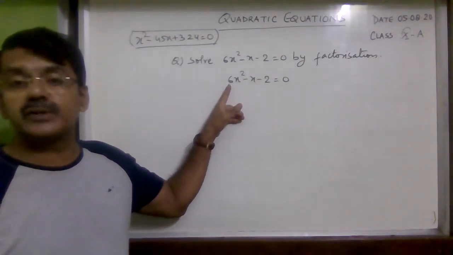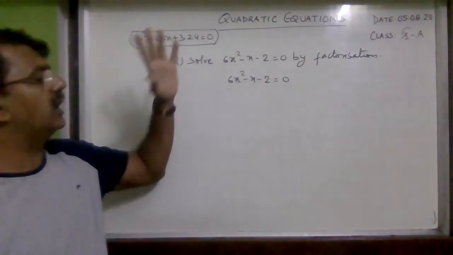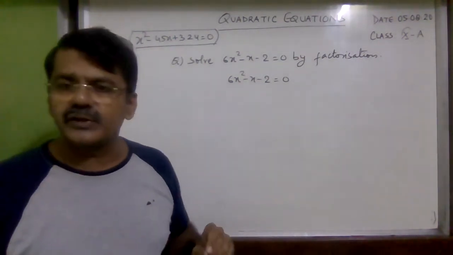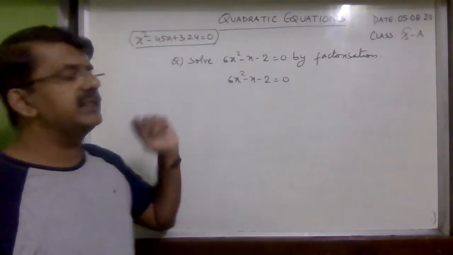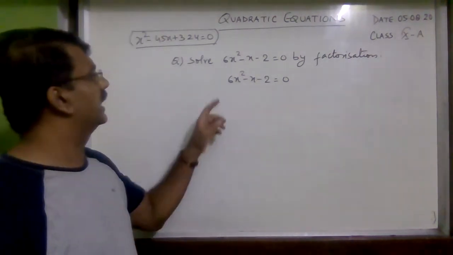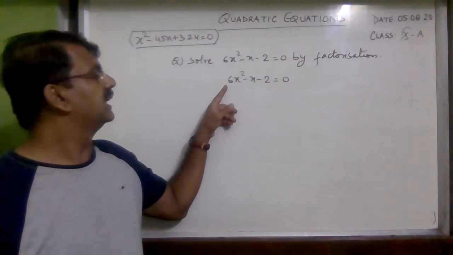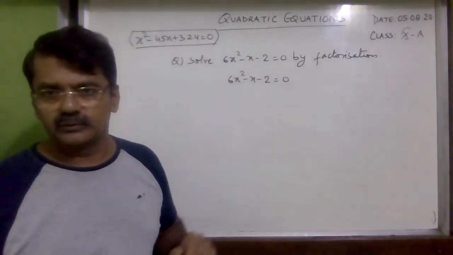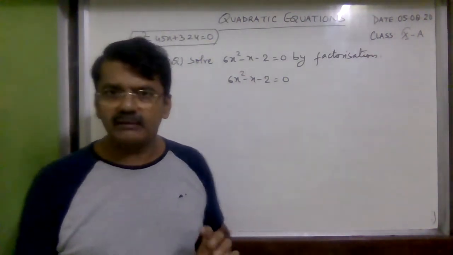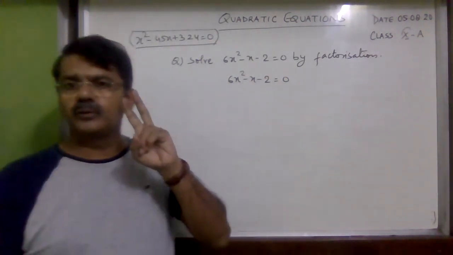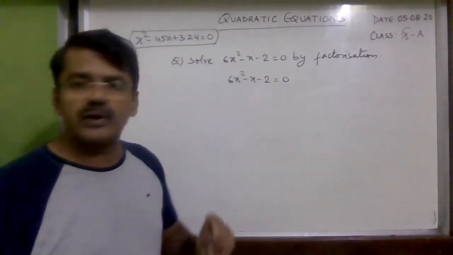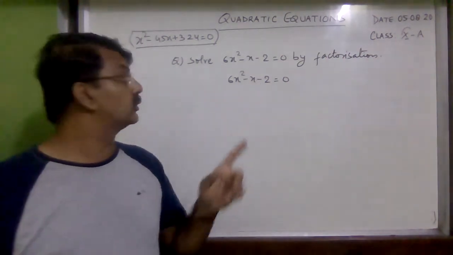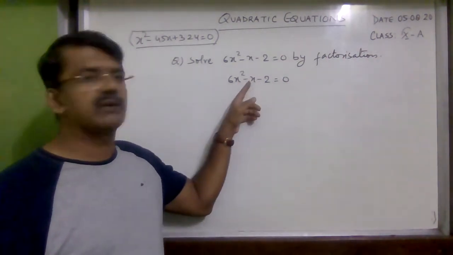When the coefficient of x square is not 1, in all other examples that we have done till now, the coefficient of x square was 1. But when the coefficient of x square is not equal to 1, like here it is 6, then what we have to do, first you multiply this 6 and 2. So you know that 6 into 2 is 12. So now you have to look for two numbers whose product is 12, and as it is a negative sign here, I told you the difference should be 1 because the coefficient of x is 1.